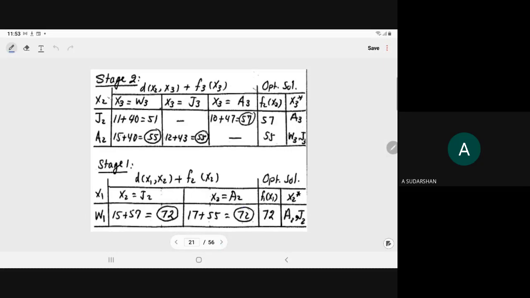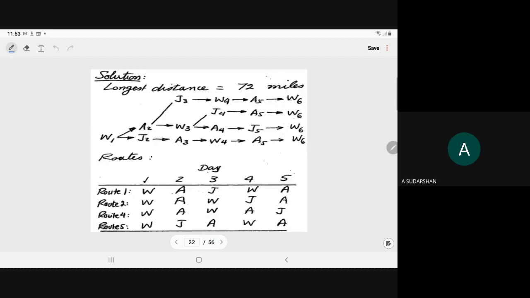Here also you can see you are getting the optimal mileage as 72, and the same route you will get. So you can solve any dynamic programming problem by both approaches, forward recursion or backward recursion. You will get the same answer.